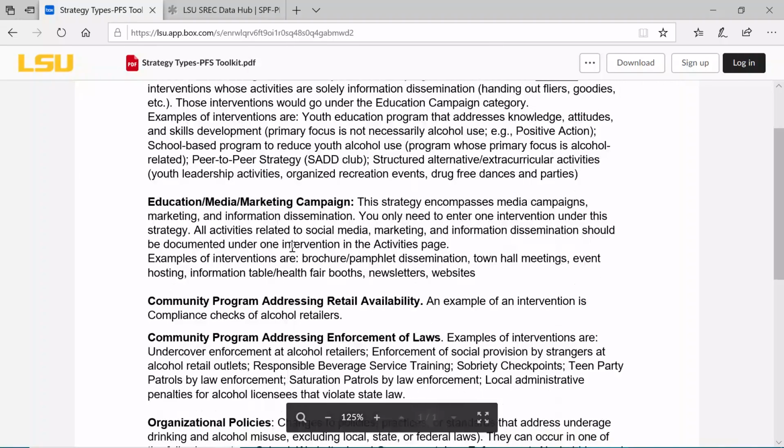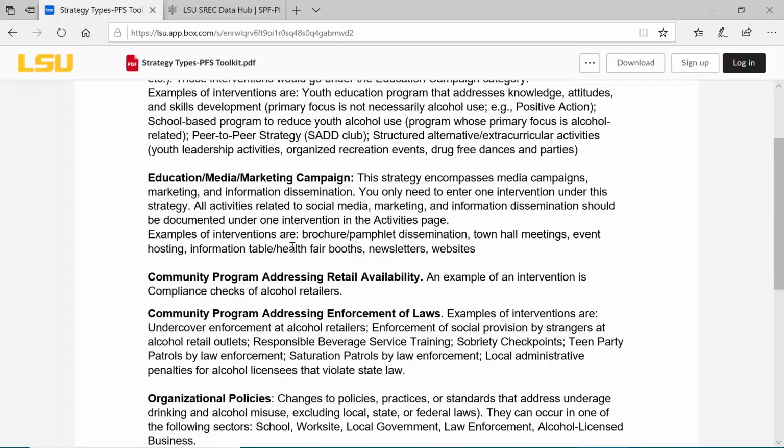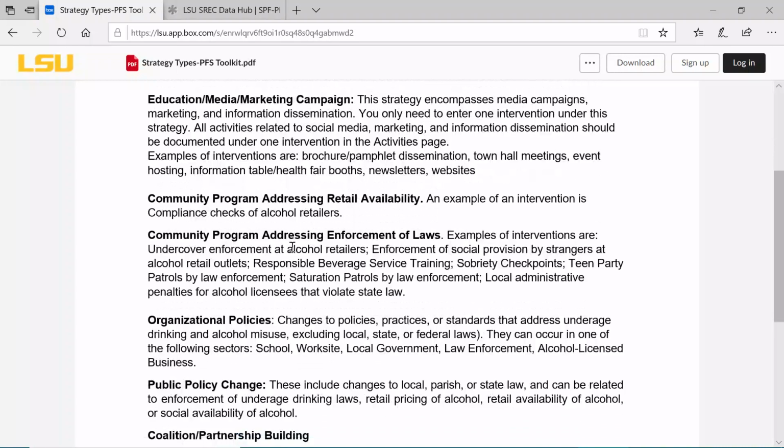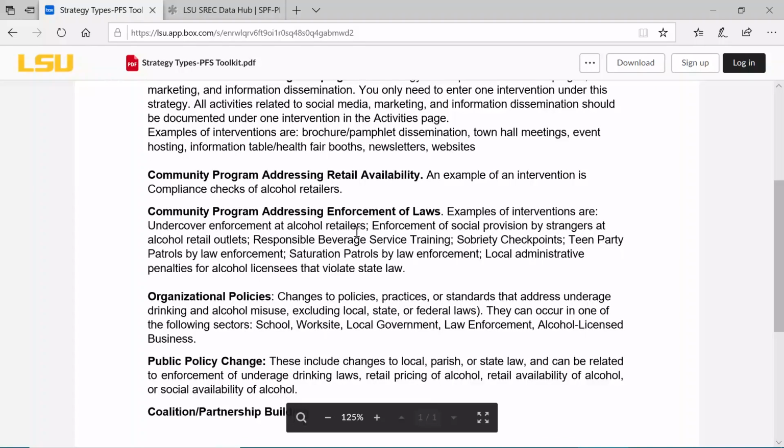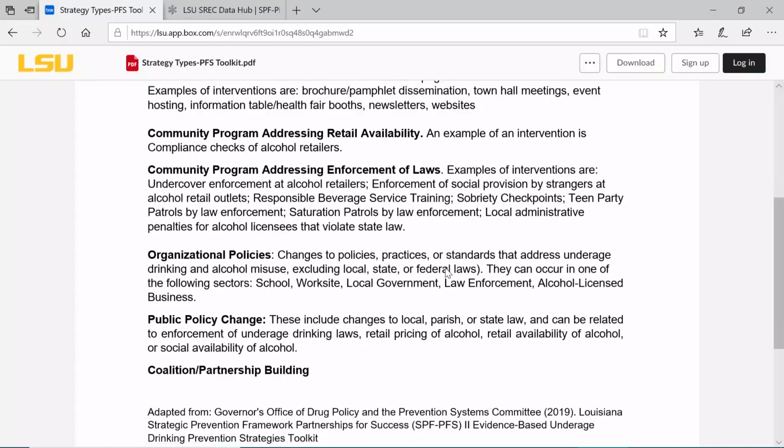That includes your billboards, radio, if you're having town hall meetings, your information tables and health fair booths, brochure dissemination, all of those things. You have the option of community programs addressing retail availability. An example of that is compliance checks. A community program addressing enforcement of laws. Here are some examples here: party patrols, responsible beverage service training, sobriety checkpoints.